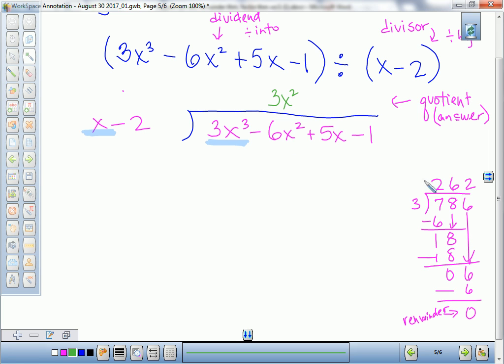All right, so now remember down here, once we got that 2, we multiplied and put it right there. Same process. We have to multiply 3x squared times x minus 2. We have to multiply this times this. You got it. Multiply both of them. You have to distribute through. 3x squared times x is 3x cubed. 3x squared times a negative 2 is negative 6x squared.